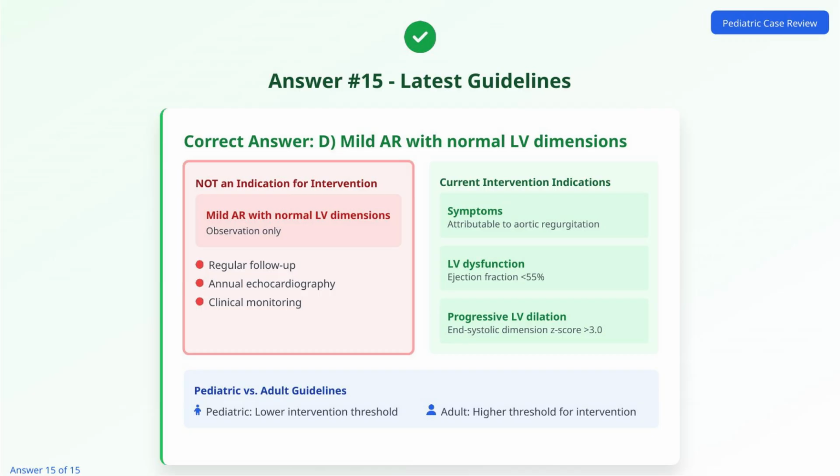Current guidelines do not recommend intervention for mild aortic regurgitation with normal ventricular size. Surgical intervention is indicated for symptomatic patients, those with left ventricular dysfunction or significant ventricular dilation. Pediatric guidelines emphasize the importance of z-scores rather than absolute dimensions to account for body size differences. The threshold for intervention tends to be lower in children than adults to prevent irreversible myocardial damage during critical developmental periods.